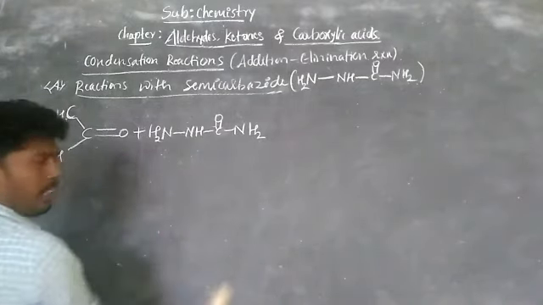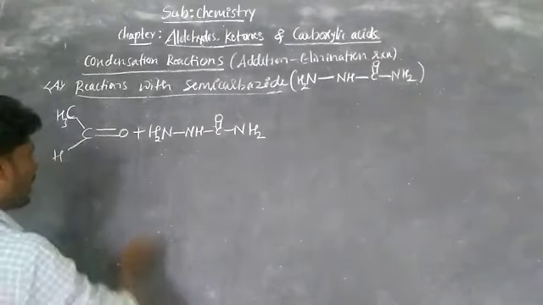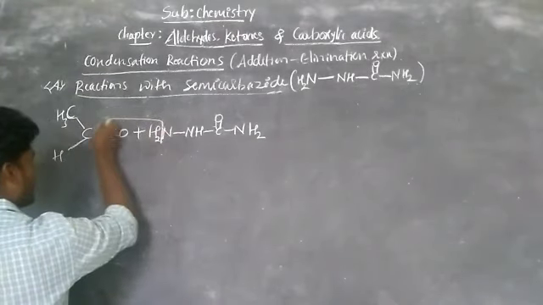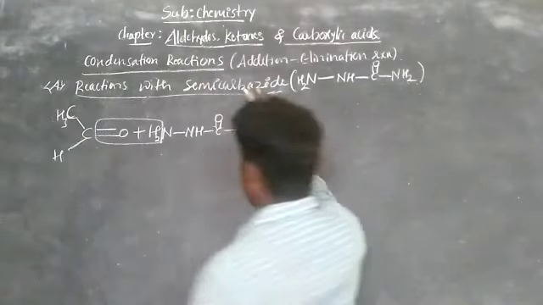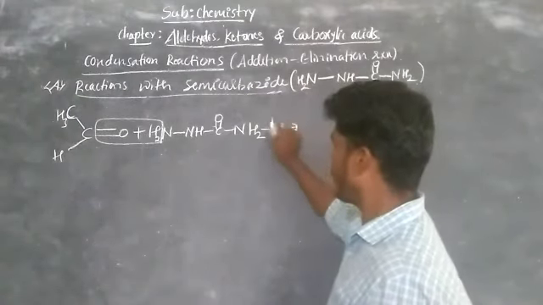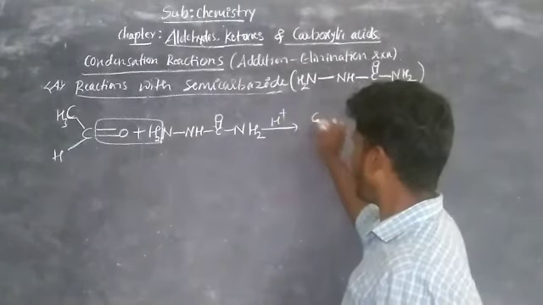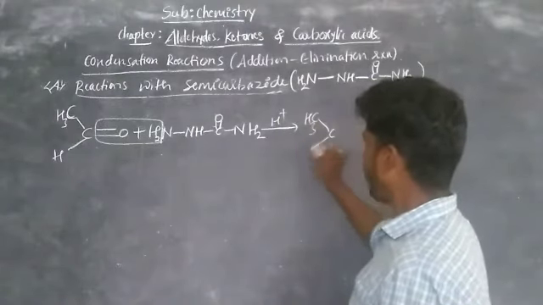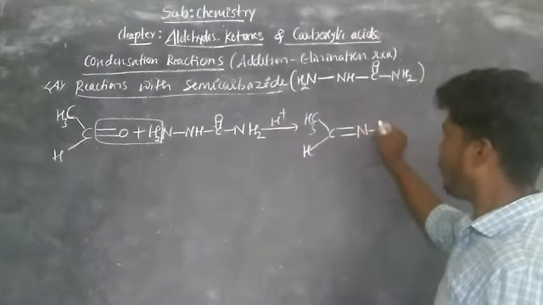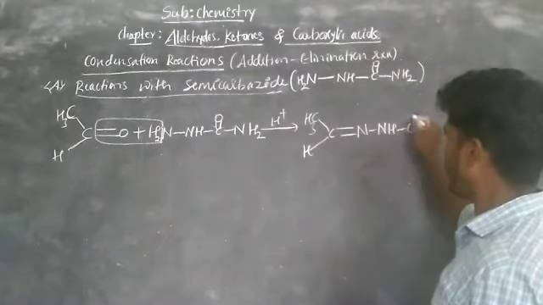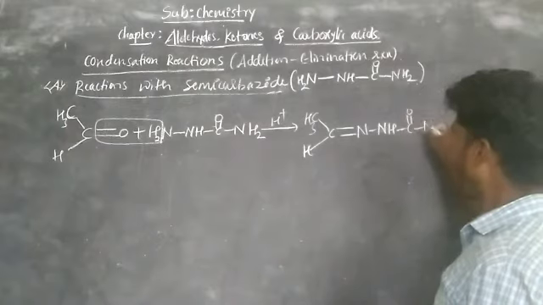I think that is understood. So when these two react, what happens? The NH2 loses H and the oxygen becomes water, then write the remaining. This is semicarbazide. In acidic medium, what you get is CH3-CH=N-NH-C(=O)-NH2.